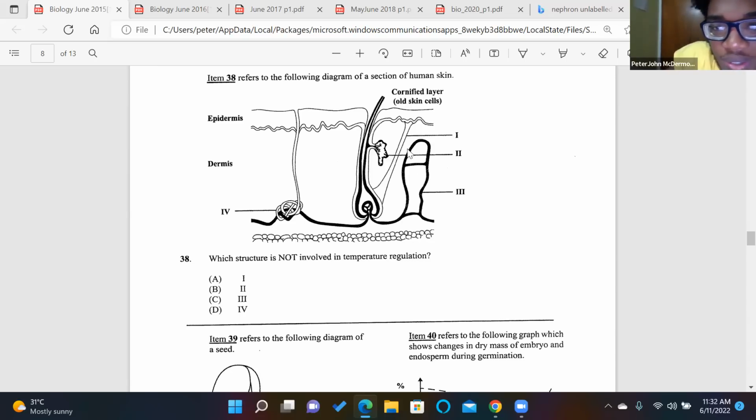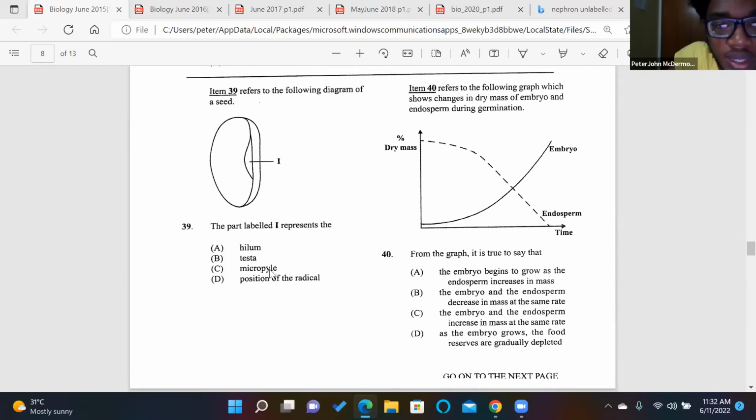2, sebaceous gland, no. Erector pili, sorry, no. What did you call it? The erector muscle controls if the hair is standing up or lying flat. Lying flat conserves heat, standing up loses heat. Sweat gland, sweat, gets rid of heat.